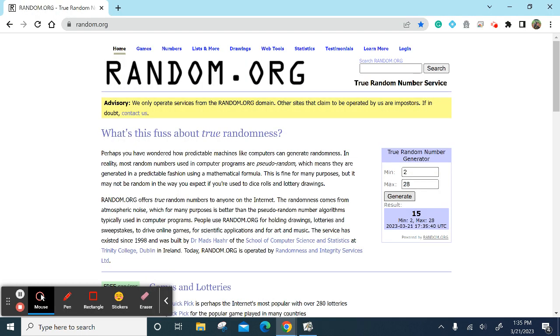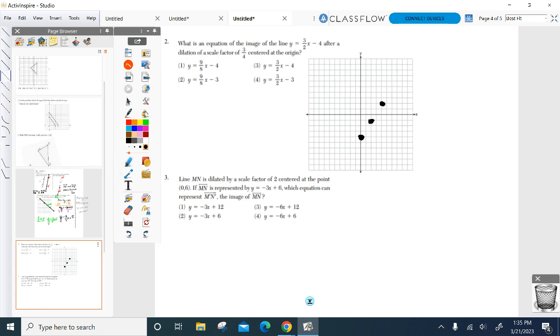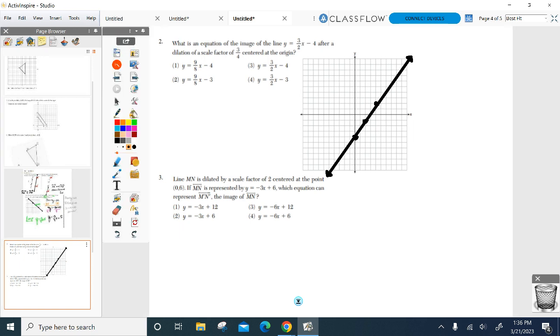How about a little slope for me? 3 over 2. Up 3 over 2. Graph it in. Oh, nope, don't want that type of line. Let's take that type of line. All right, so there's my line. I think we can obviously say origin is not on it.